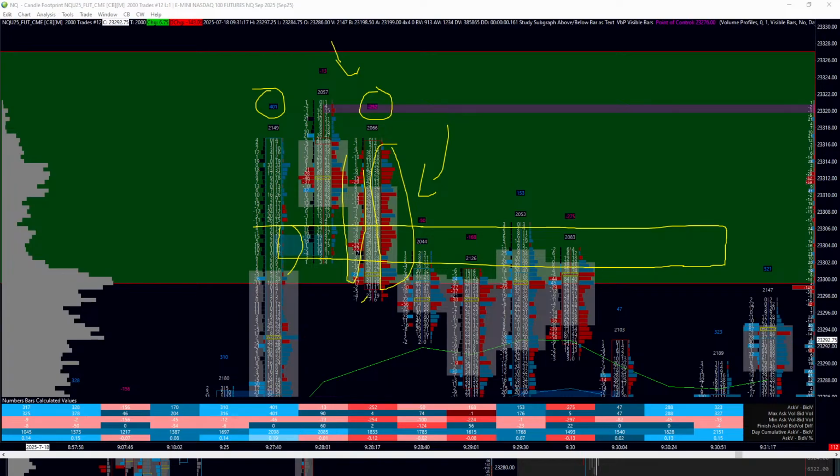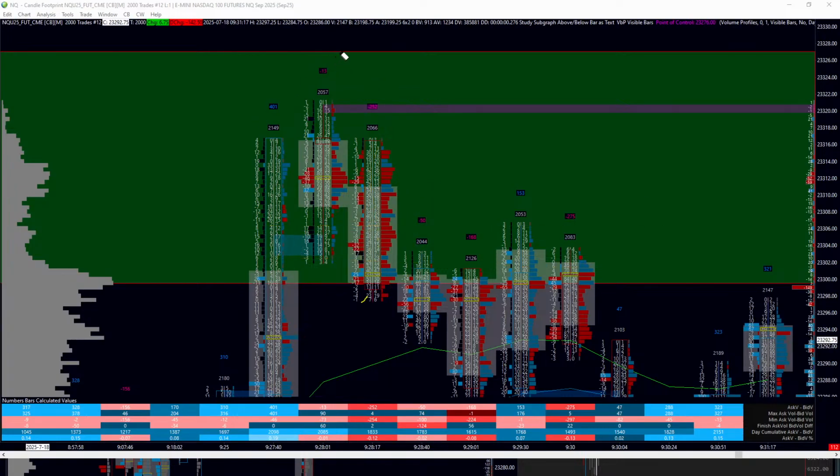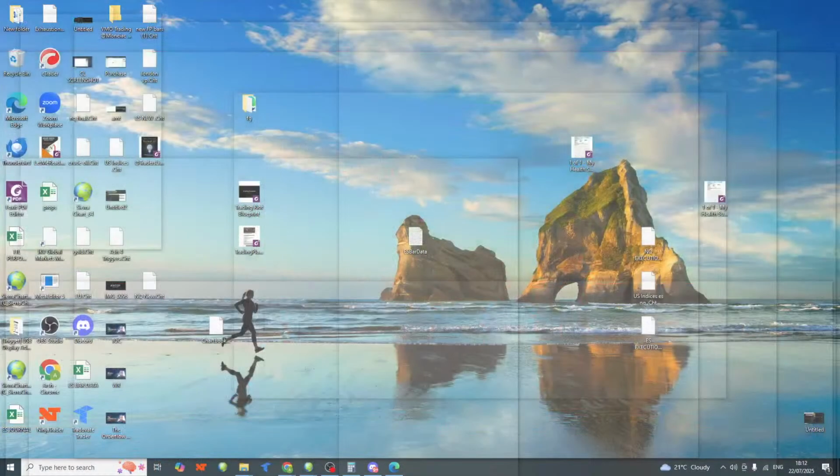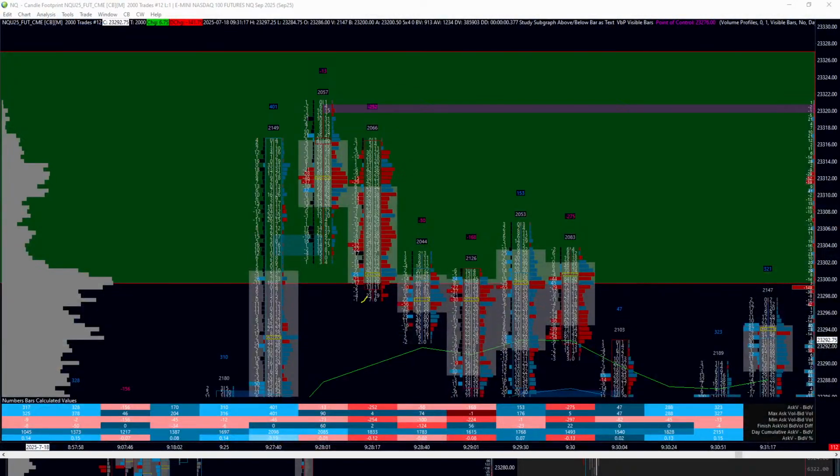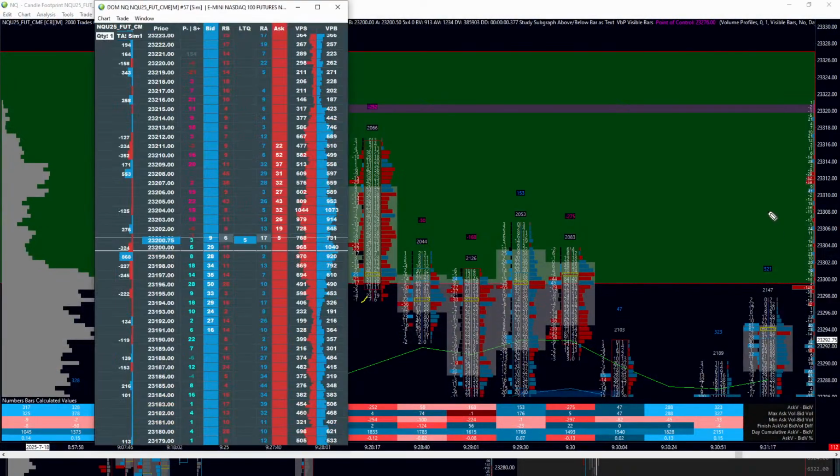What we're going to do next week is actually show you how reloading looks on the depth of market. So I'm going to show you what it looks like. Next week, we're going to do heat maps and depth of market, and we're going to be talking about reloading. And I'm going to be talking about imbalances as well.